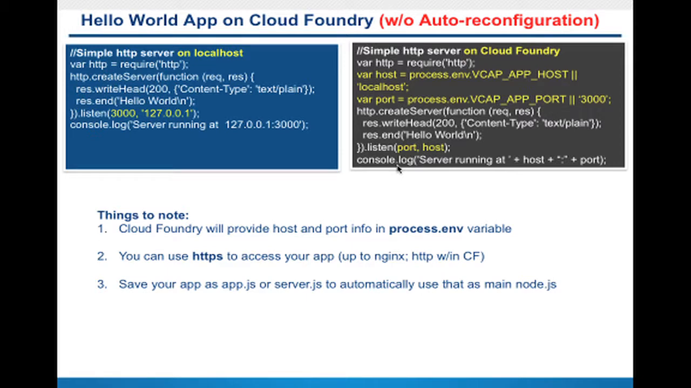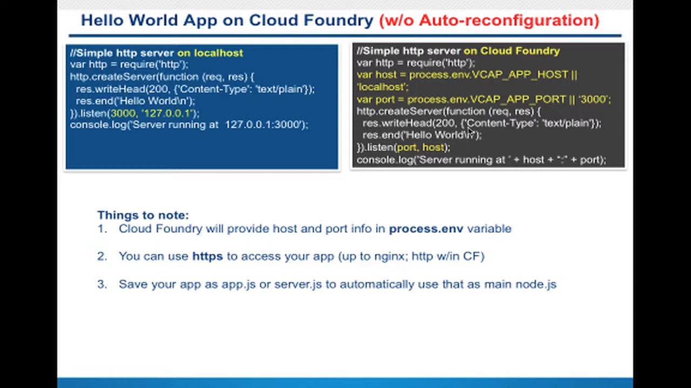Okay, let's take an example of how it used to work until now without auto-reconfiguration. On this slide, on the left-hand side is a simple Hello World app. Here you can see it is running on localhost with port 3000. And now to run the same app on Cloud Foundry, you had to change the host and port numbers, because Cloud Foundry assigns the port and host name for your application when you upload it. And Cloud Foundry assigns this information to environment variables, which can be accessed by your application via the process.env variable.